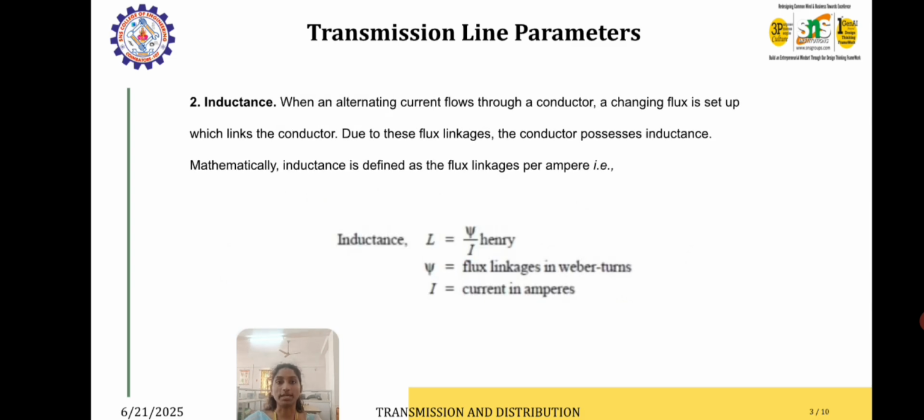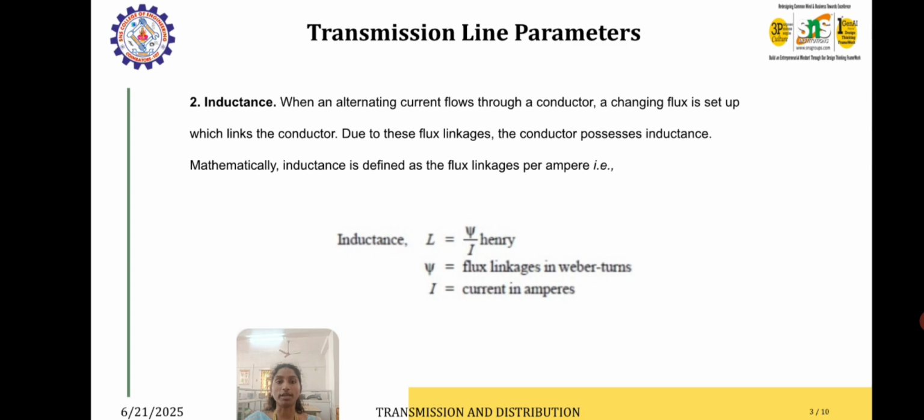Next, coming to the inductance. When an alternating current flows through a conductor, a changing flux is set up in the conductor. Due to these flux linkages, the conductor possesses inductance. Mathematically, inductance is defined as L equals psi divided by I, where psi represents flux linkage in Weber turns and I is current in amperes.